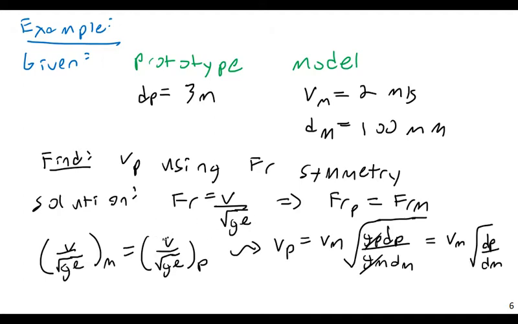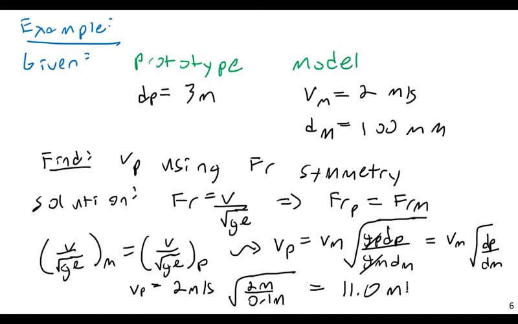So then finally I can go, okay, here, I can just plug in the numbers. If I plug in this here, I can find that VP is equal to VM, 2 meters per second, times the square root of 2 meters divided by 0.1 meter, and I'll get that the actual prototype would have a velocity of 11 meters per second.